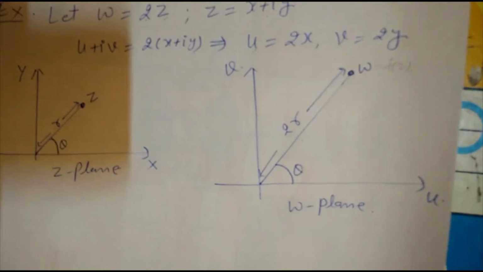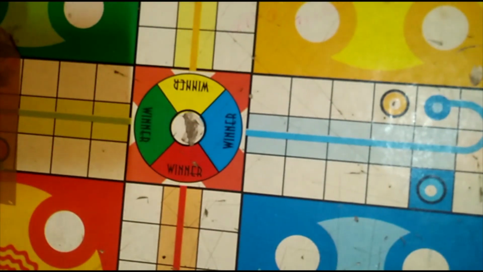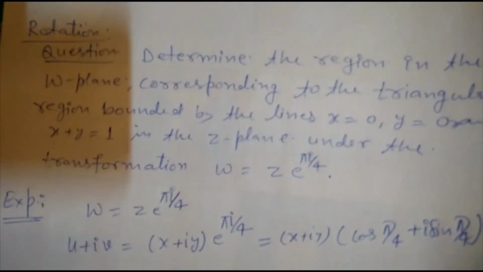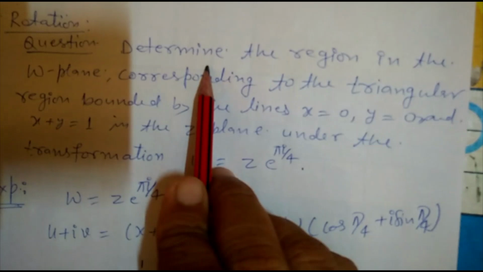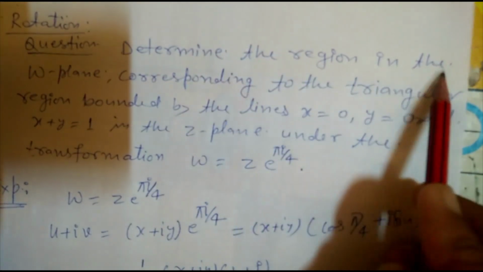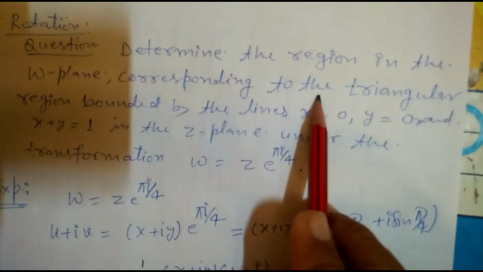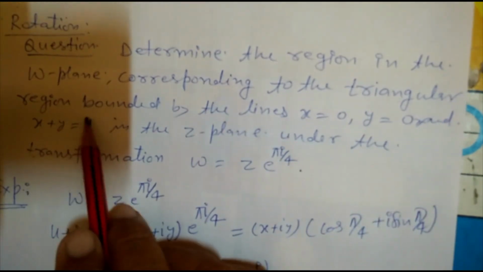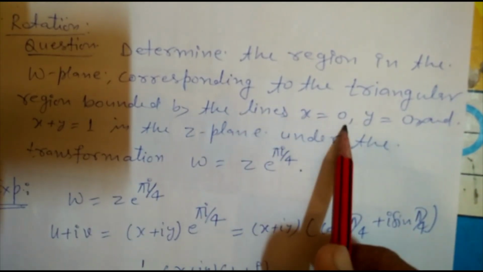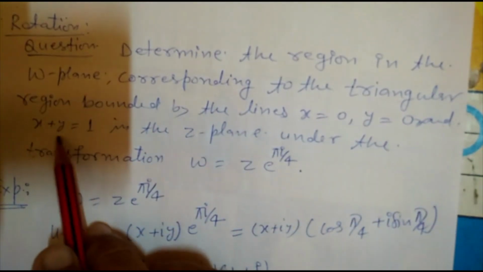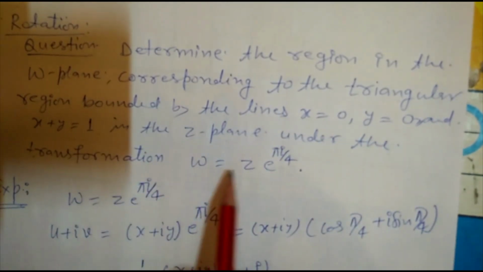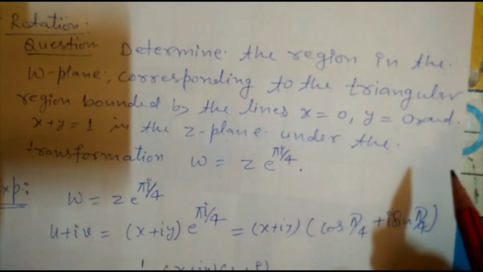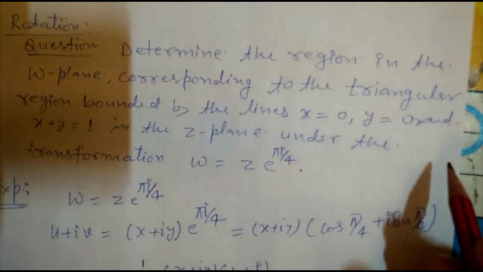Now next one, rotation. Determine the region in the w plane corresponding to the triangular region bounded by the lines x is equal to 0, y is equal to 0, and x plus y is equal to 1 in the z plane under the transformation w is equal to z e to the power pi iota upon 4.